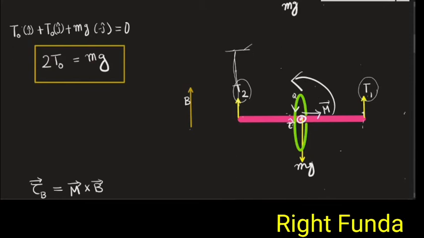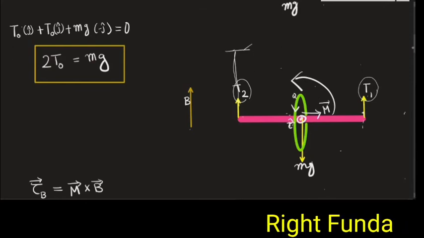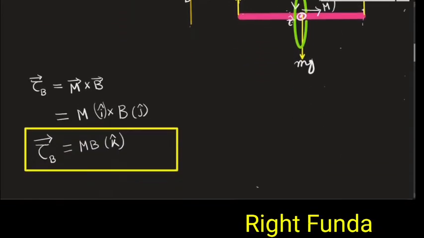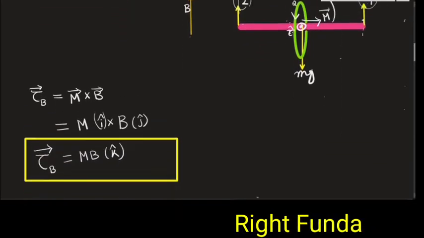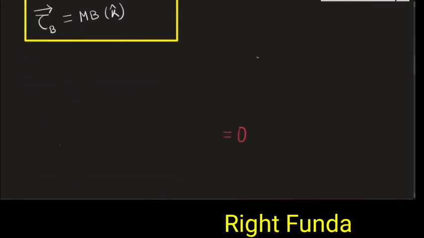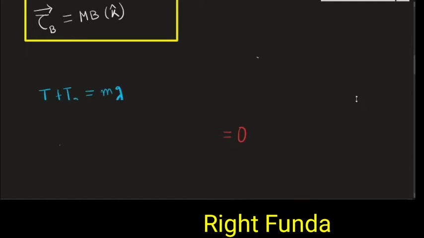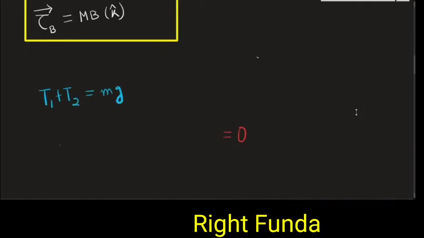Right now also, what happened? For the system to be in equilibrium, net force has to be 0 and net torque has to be equal to 0. So we'll see what torques they will be producing and what forces are there. We see that definitely T1 is acting upward and T2 acting upward. So T1 plus T2 must be balancing mg.